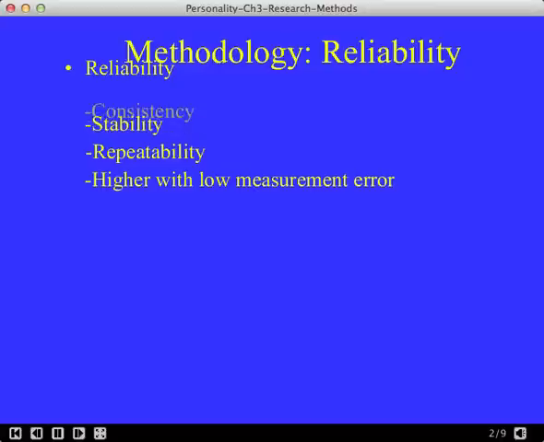Some fundamental points about methodology. Personality psychology emphasizes reliability, validity, and generalizability of the data or measurements or research results that it gets. All data are not created equal. Are the data reliable? Reliability is consistency, stability, repeatability. Reliability is higher with low measurement error. Reliability means that the results would be the same, would be consistent, if the test was administered again and again.